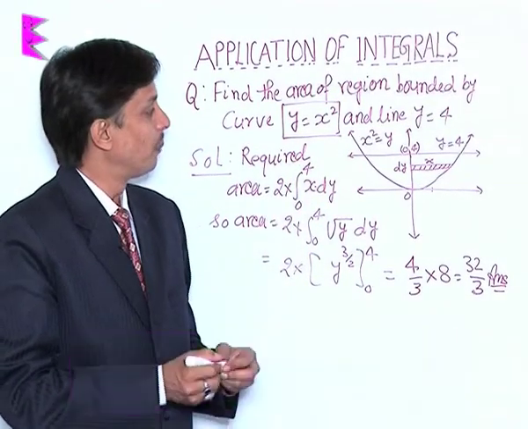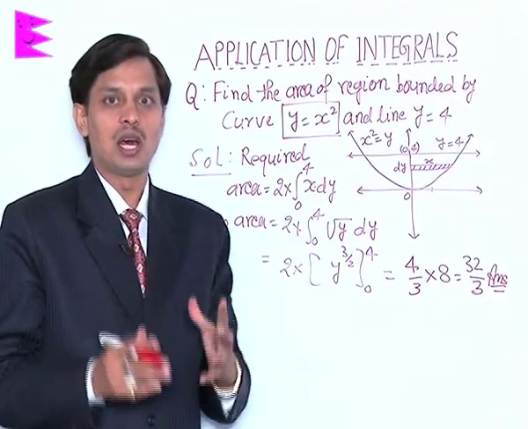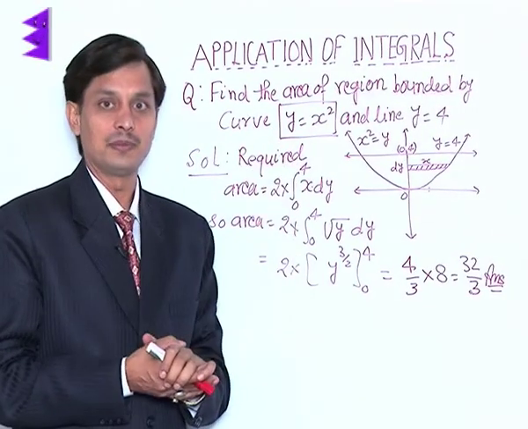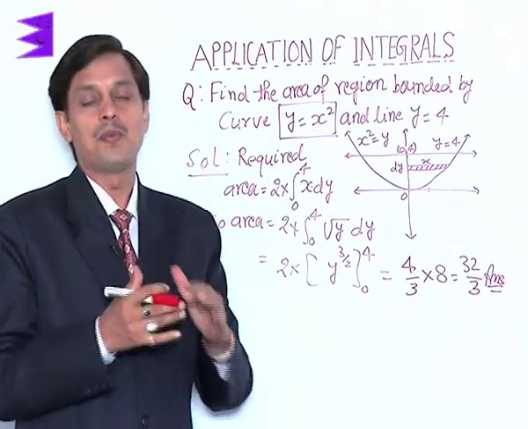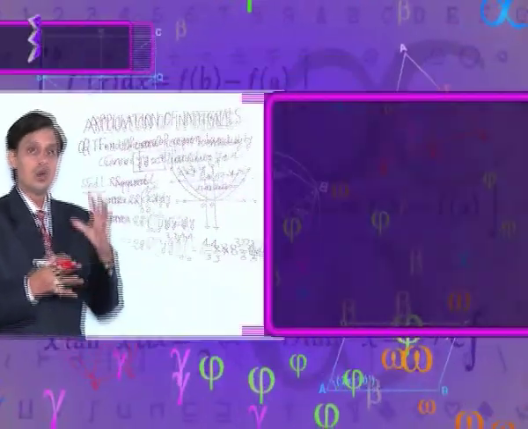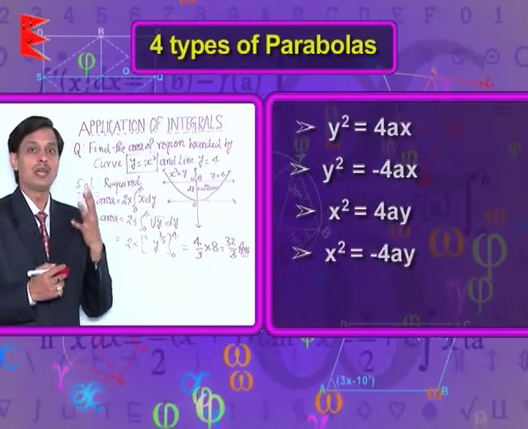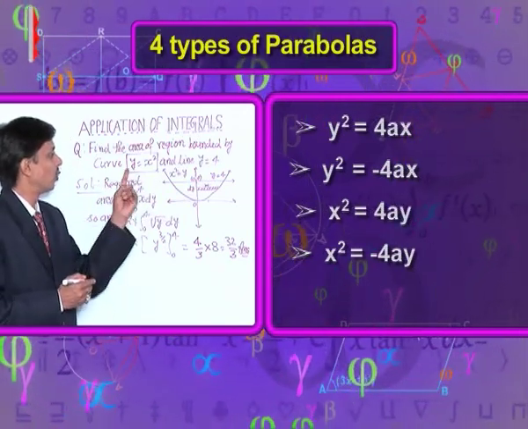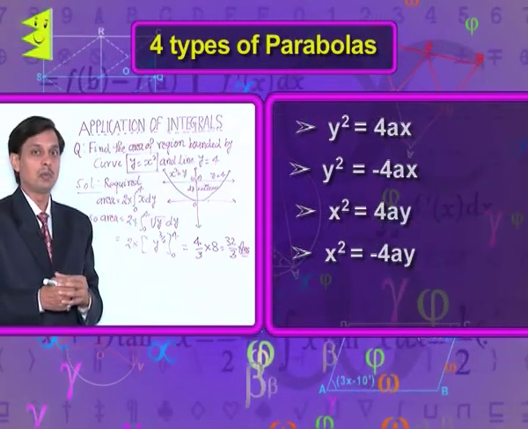So we can compare, it is a parabola of the type x square is equal to 4ay. We know that we have 4 types of parabolas: y square is equal to 4ax, y square is equal to minus 4ax, x square is equal to 4ay and x square is equal to minus 4ay.